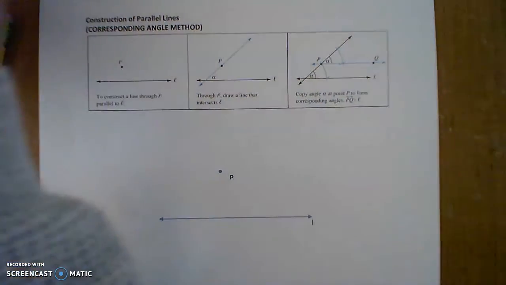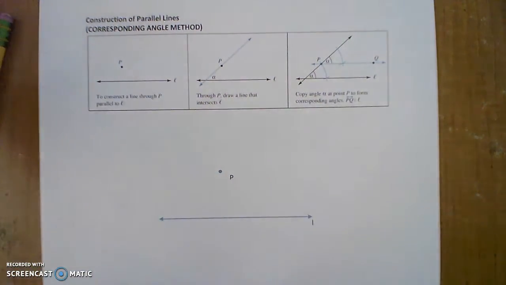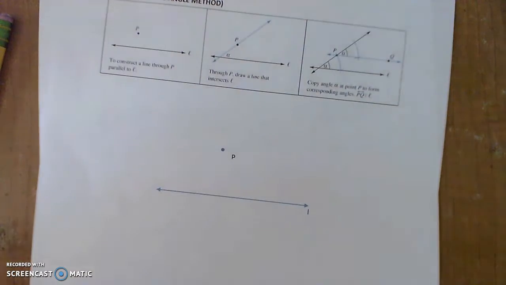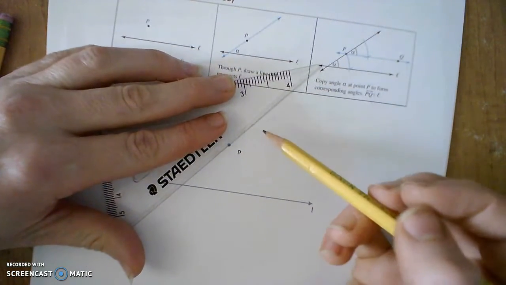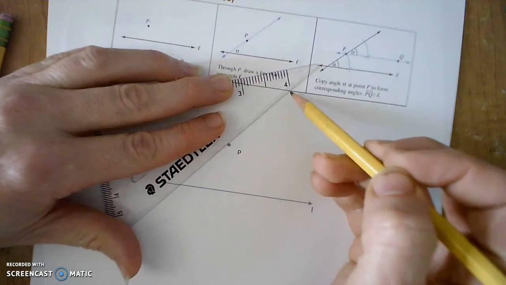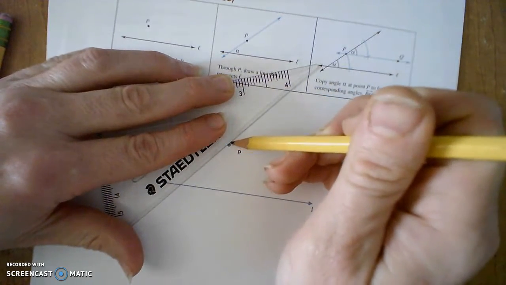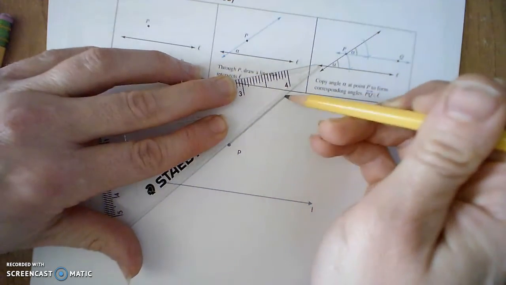So step one here is just to draw a random line through the point P that will intersect the line L.